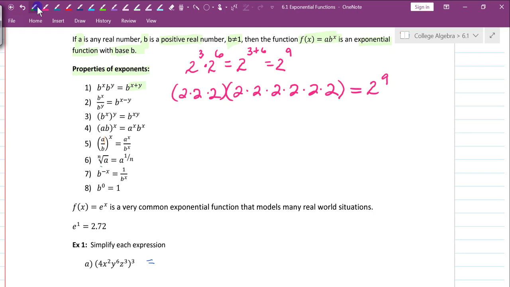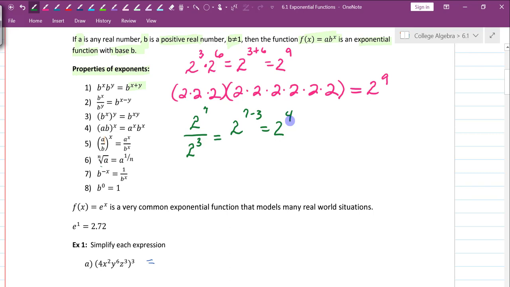Our next one right here is, you see that we have b to the x divided by b to the y. Well, that's going to be b to the x minus y. That's the way it works if x is the larger number. So if I have 2 raised to the 7th divided by 2 raised to the 3rd, that is equal to 2 to the 7 minus 3, which is 2 to the 4th.